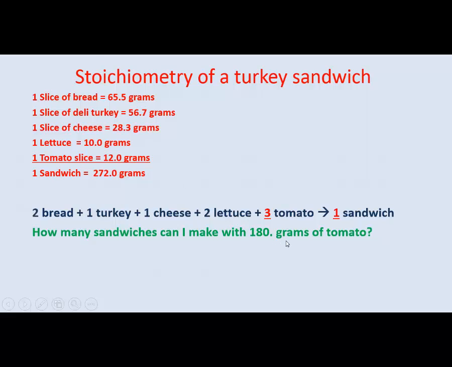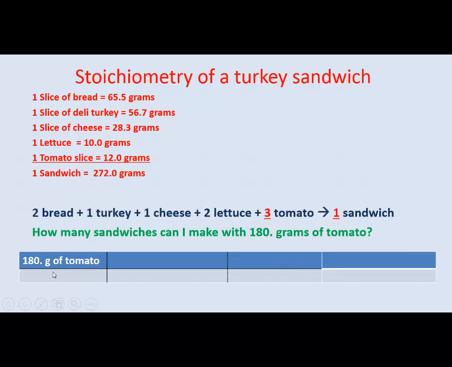So I have 180 grams of tomato. Let's see how many slices we have. And then let's use the stoichiometric ratio from the coefficients to calculate how many sandwiches I can produce. So I have 180 grams of tomato. I divide by 12 grams for every slice of tomato to find out how many slices of tomato I have. I have 15 slices of tomato if I have 180 grams.